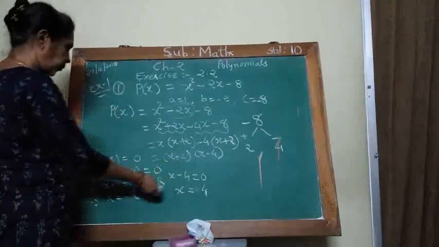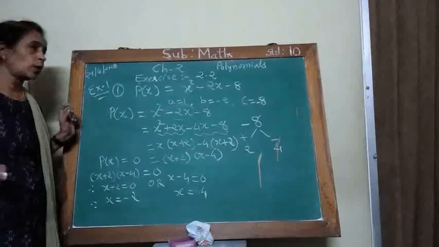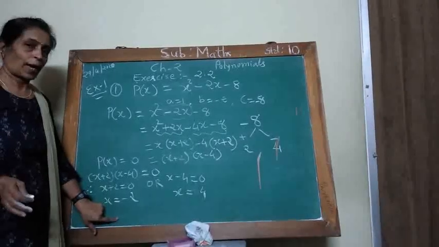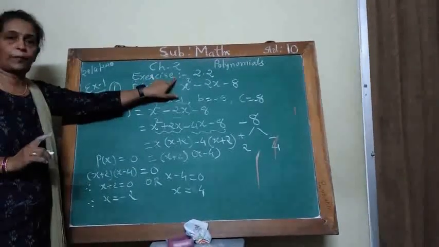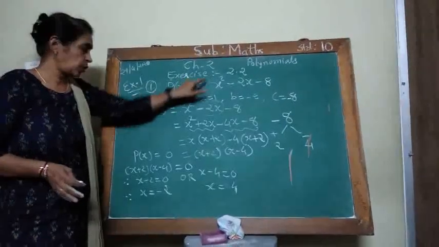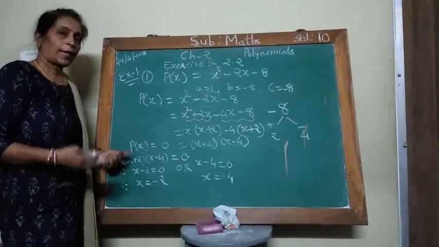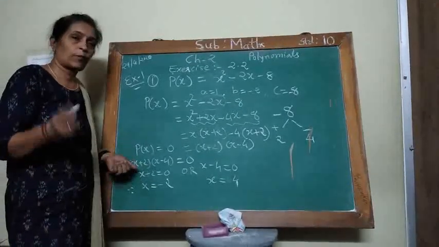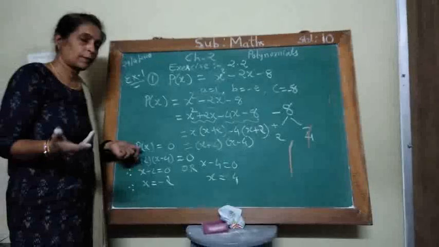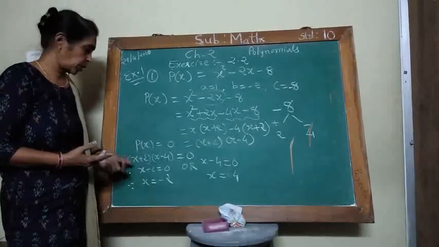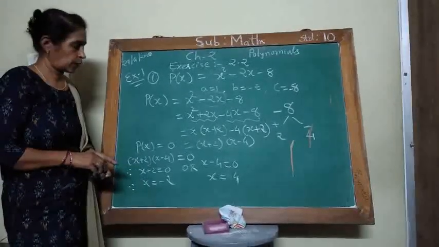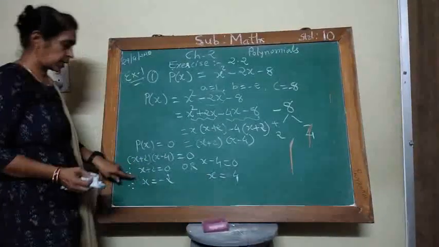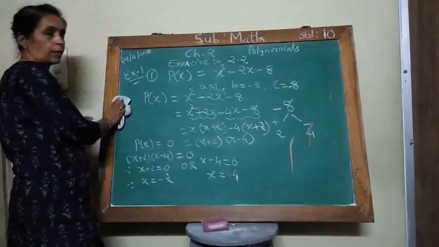So wherever you put this value, the polynomial becomes 0, and the degree is 2, so you get at the most 2 zeros. I have already said in exercise 2.1, it depends upon the polynomial. If it is a quadratic polynomial, then it has at the most 2 zeros. Some polynomials may have only 1 zero, or none may exist. It depends upon the polynomial, and here I get 2 zeros. So now what is the answer? Answer 1: the 2 zeros are minus 2 and 4.